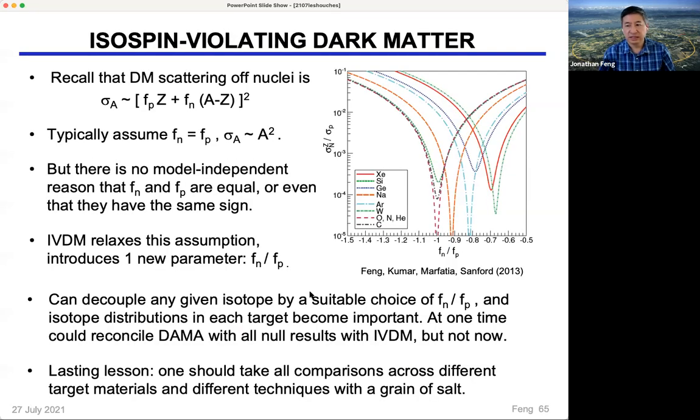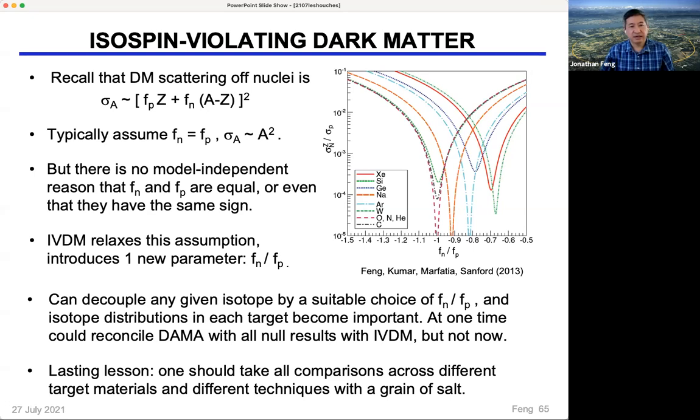So the next one is yet another DAMA inspired idea, which was actually done with Jason Kumar and Danny Marfatia and David Sanford a number of years ago. And this is called isospin violating dark matter. So isospin, of course, has different meanings in particle physics. In this case, what I mean is the symmetry between protons and neutrons.